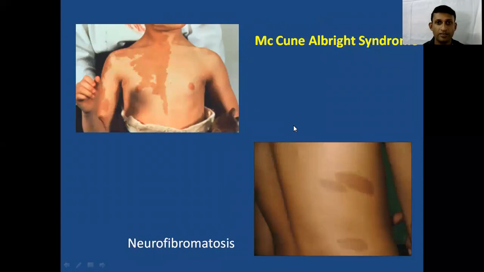This is what I initially said about McCune-Albright syndrome. Here, the patient will have fibrous dysplasia. Along with that, the patient will have café-au-lait spots, that means brownish discoloration in the skin.